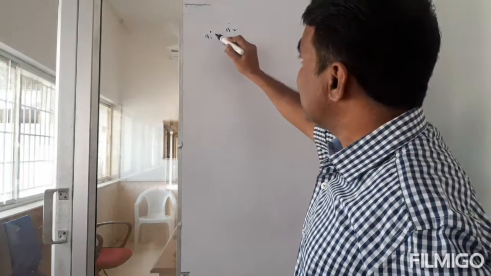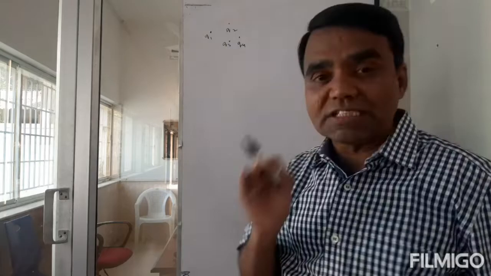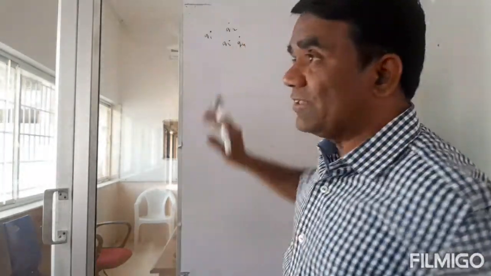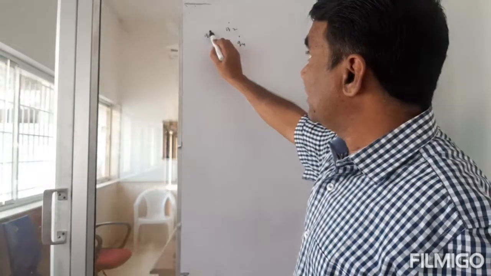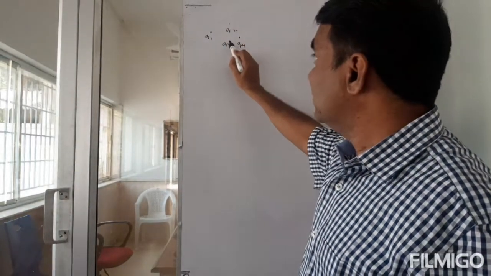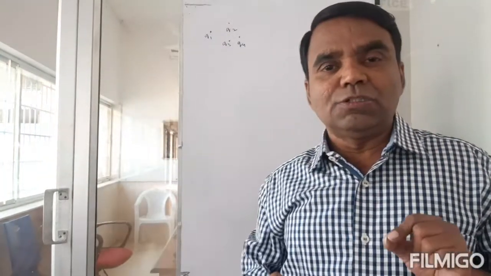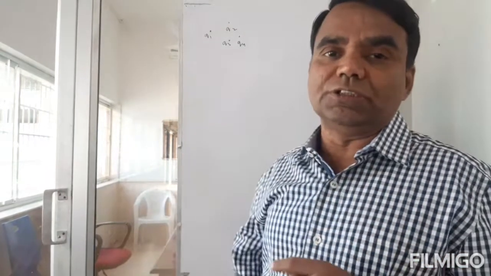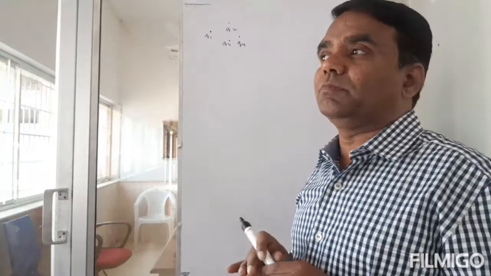So this setup and these charges are called discrete charges. This is a system of discrete charges because they are not continuous. There is a point charge here, another point charge here, a third here, and then a fourth there. So they are discrete. So we call them discrete charges. And this is a system of discrete charges.